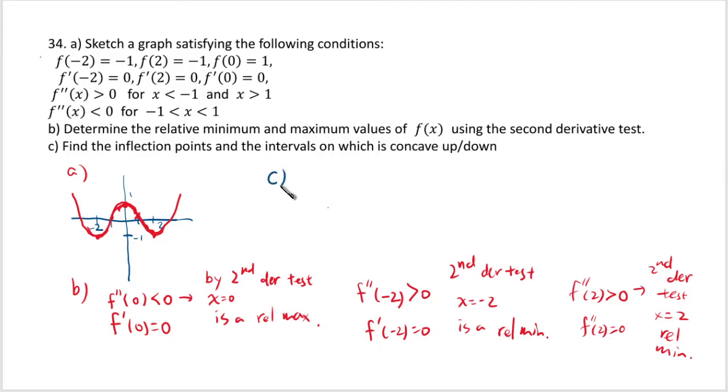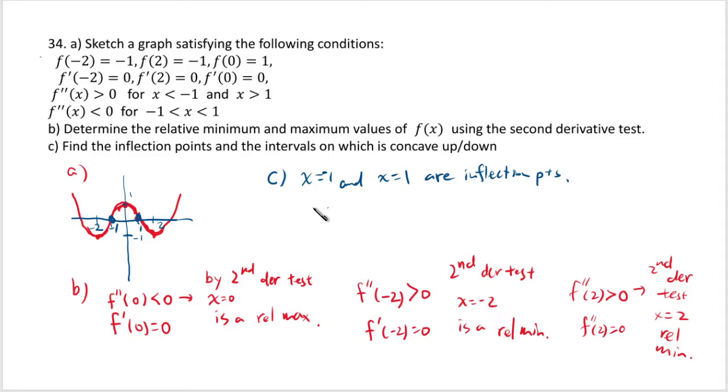Okay, now find the inflection points. Well, inflection points are when you have -1 and +1. So x equals -1 and x equals +1 are inflection points, because that's when the concavity changes, right?